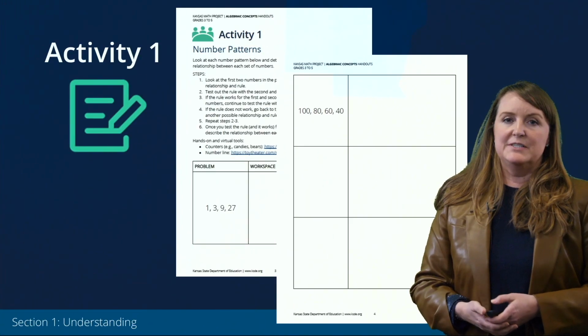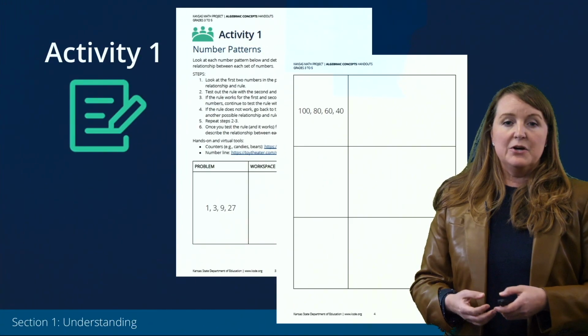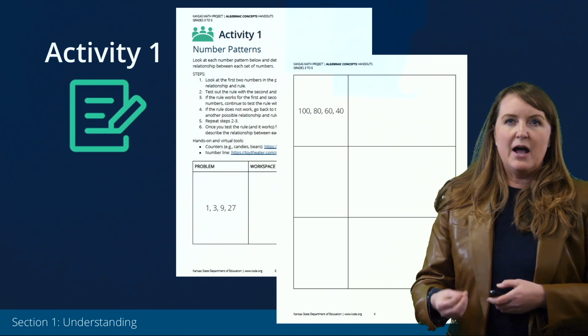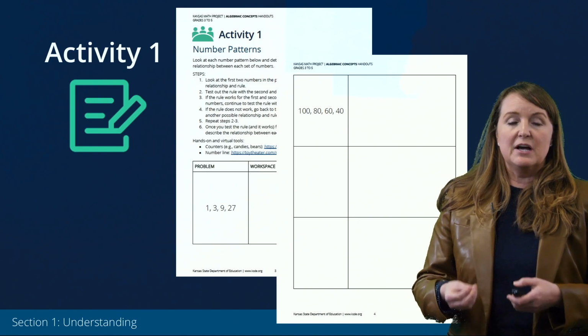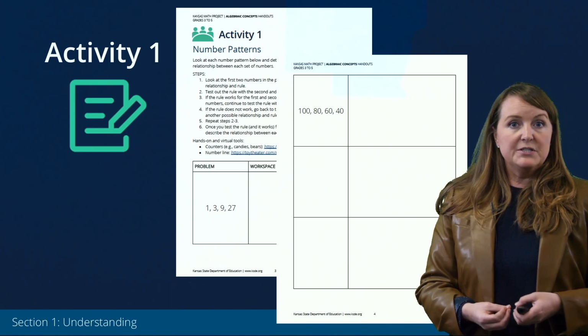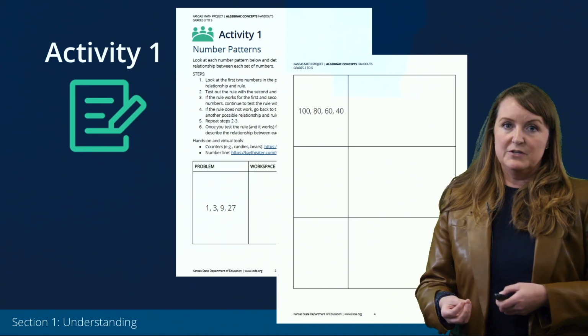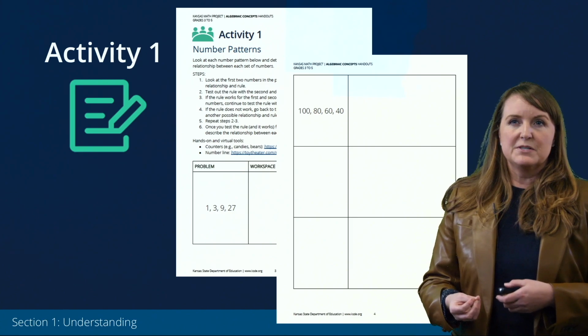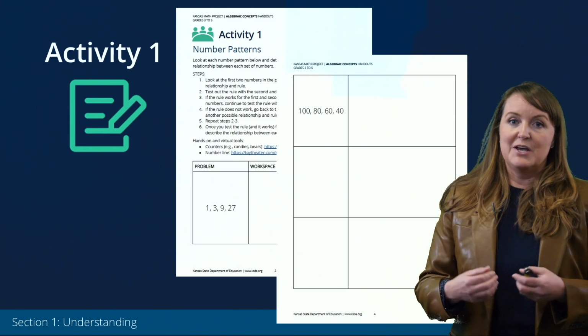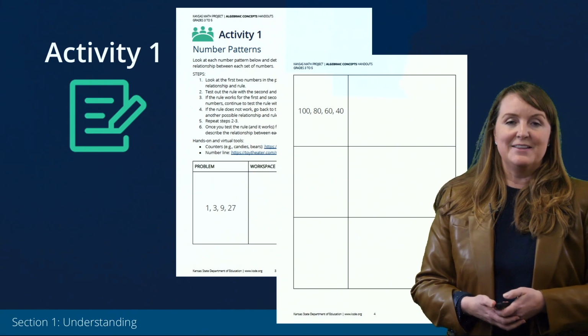So that brings us to activity 1. Here you are going to explore different number patterns and think about how you would support students to understand these patterns. Think about some of the manipulatives you might use, or the visuals, those drawings that you might use to really help students understand these number patterns and the rules that we can see in these patterns.